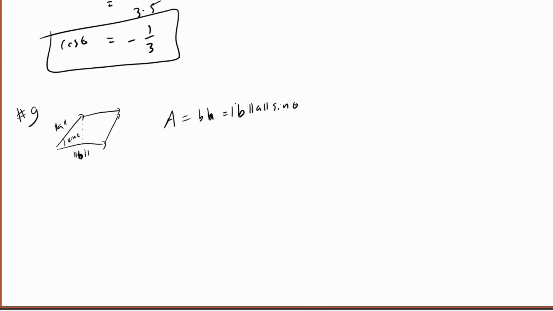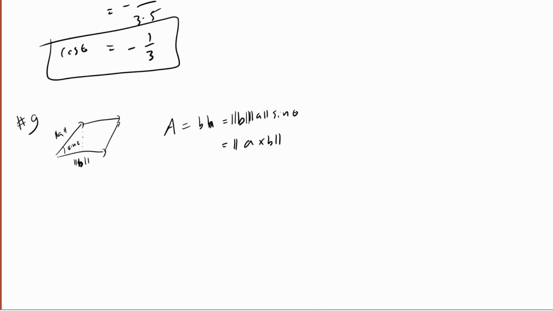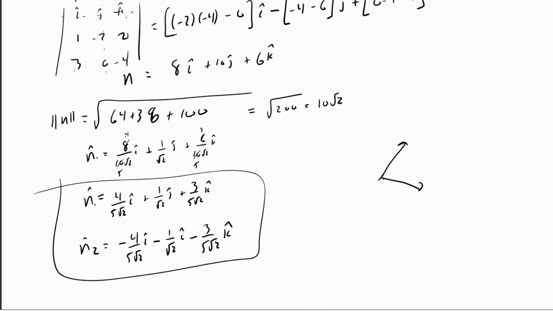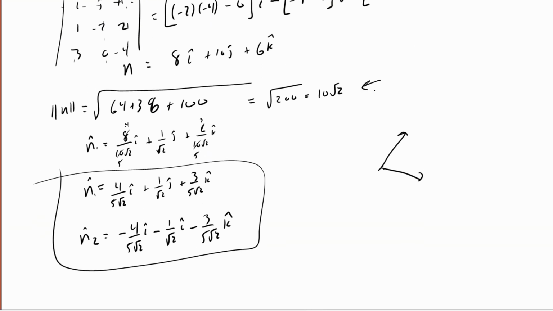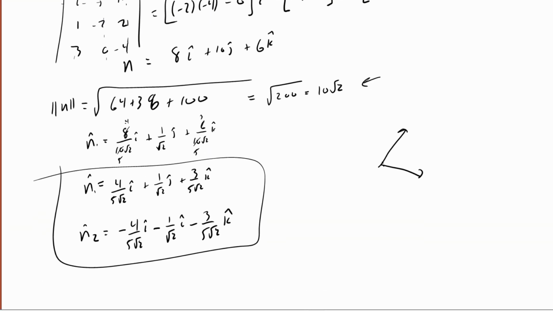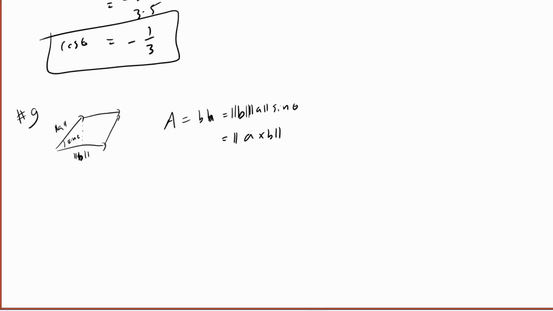This should be norm B. And we know that this right here is equal to the norm of the cross product of these two vectors. So we computed the cross product before, and we computed the norm right here. So this is going to be 10 root 2, or root 200 if you prefer.